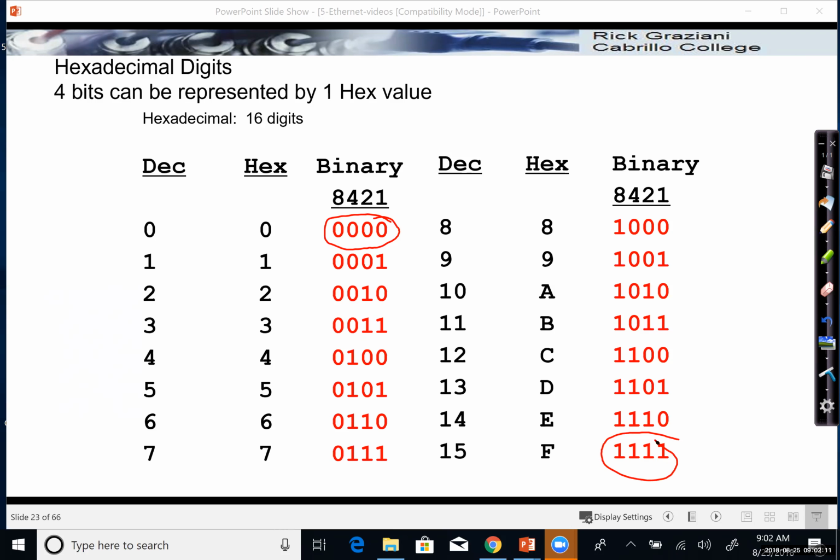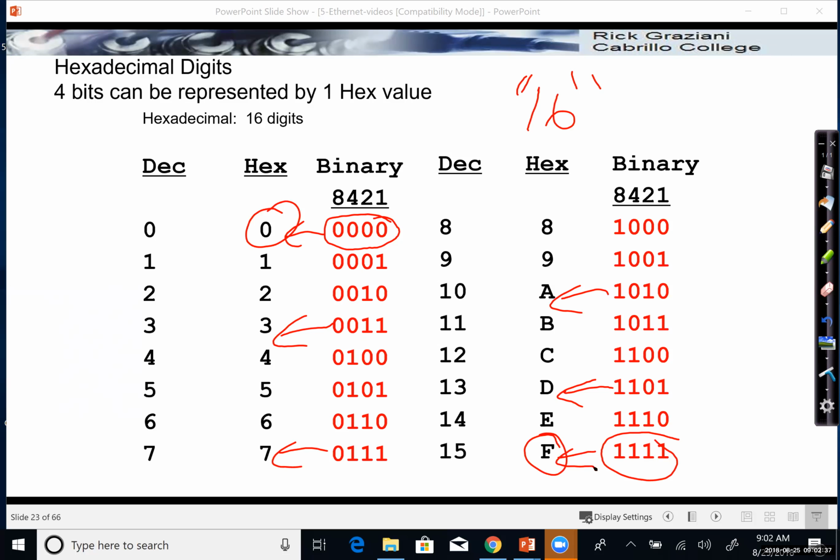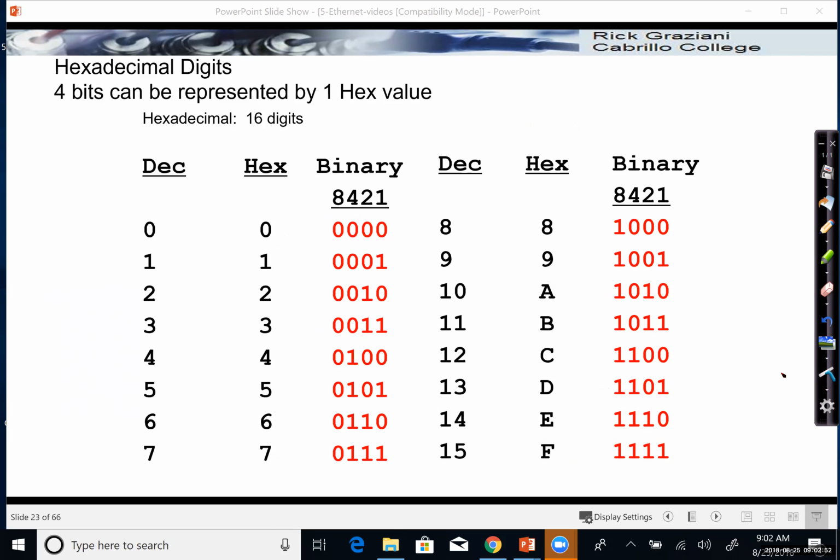How many possibilities is that total? Well, the total number of unique combinations of zeros and ones using 4 digits is 16. That's why hex is perfect. We have 16 digits, 0 through F. So any 4 bits can be represented by a single hexadecimal digit. So we don't have to write out all these 4 bits. We can just show it in a simple hexadecimal digit, a single hexadecimal digit.